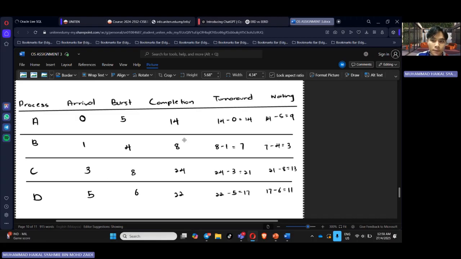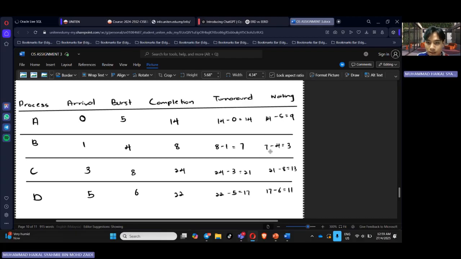And the waiting, the completion is minus turnaround. So 14, no, my bad. For the waiting, it's turnaround minus burst. So 14, we minus 5, the burst. So the waiting for A, we get 9.